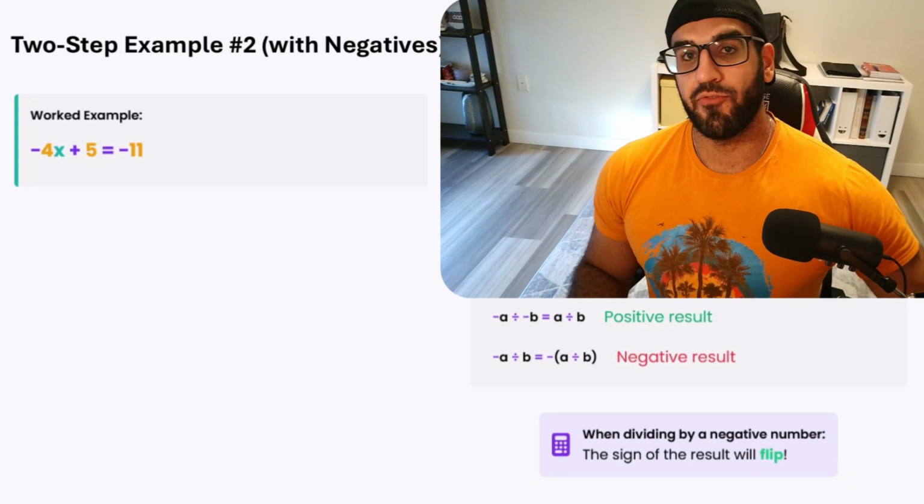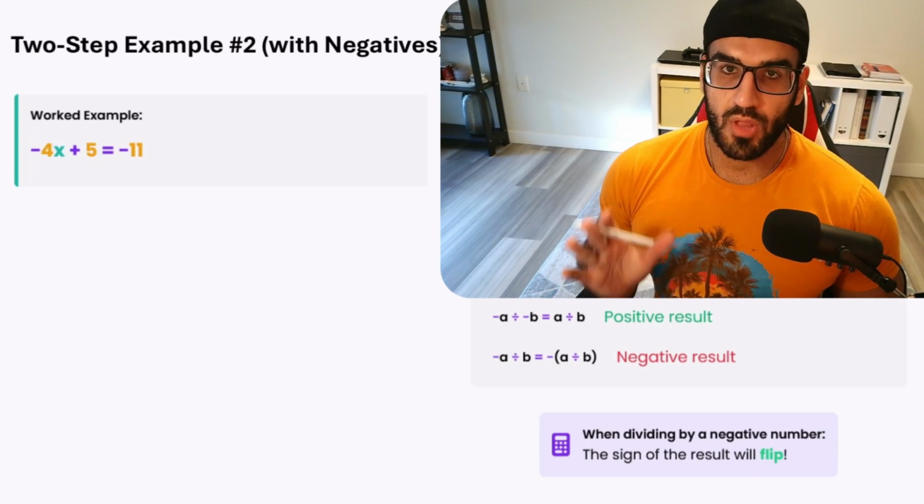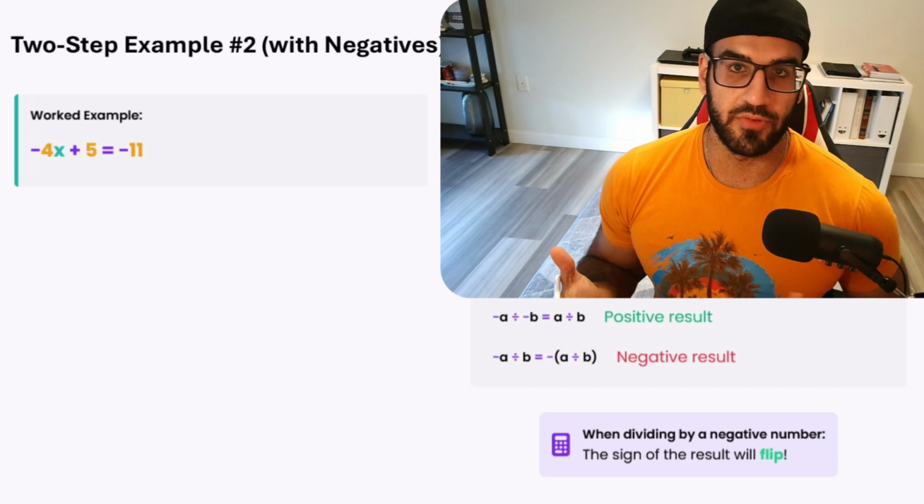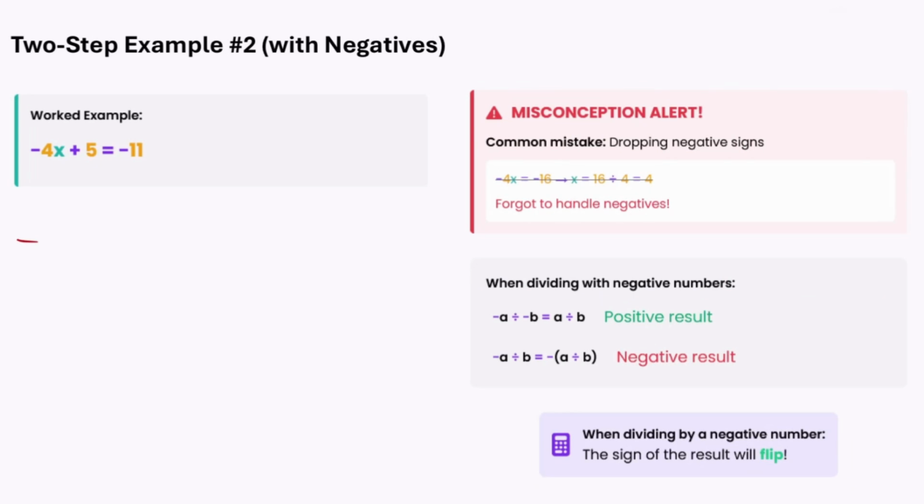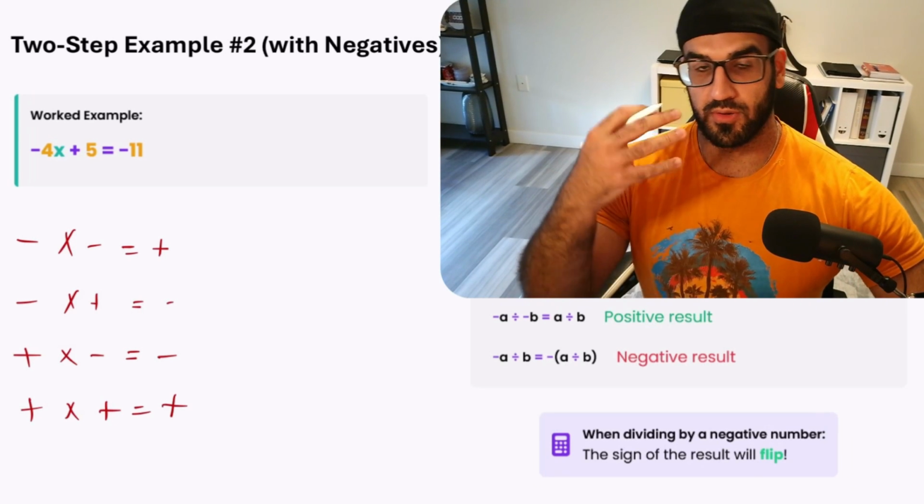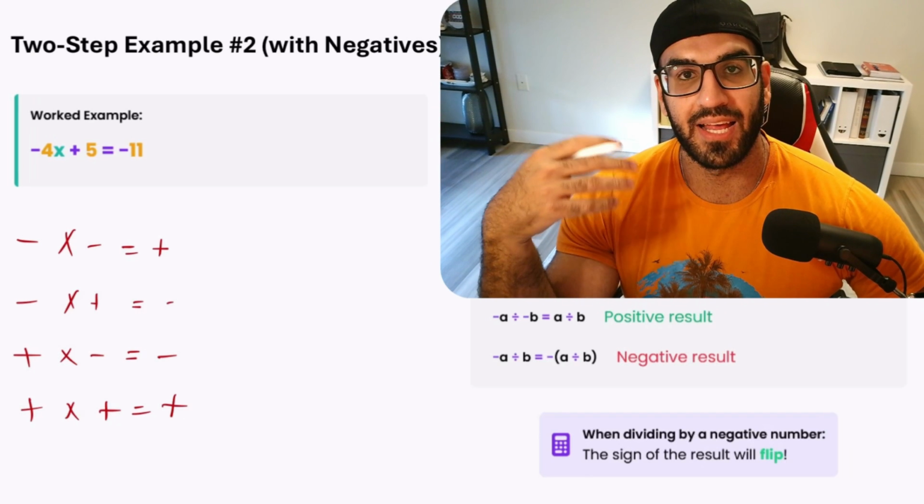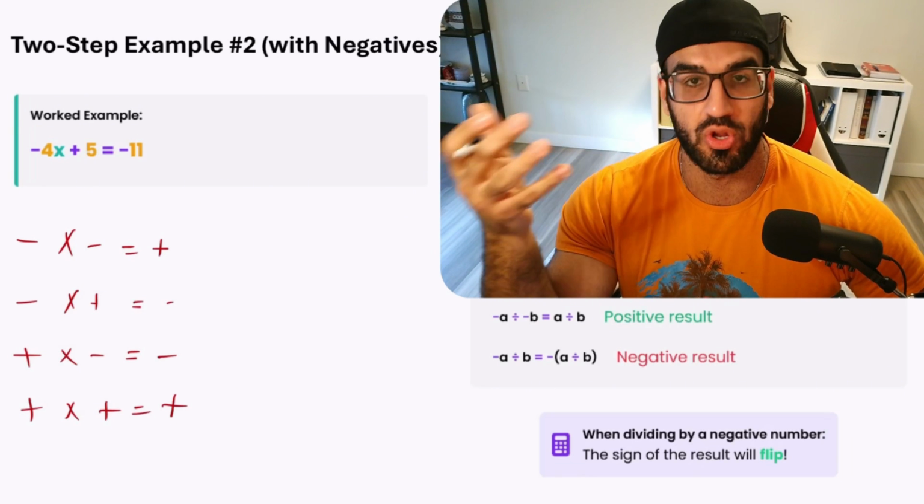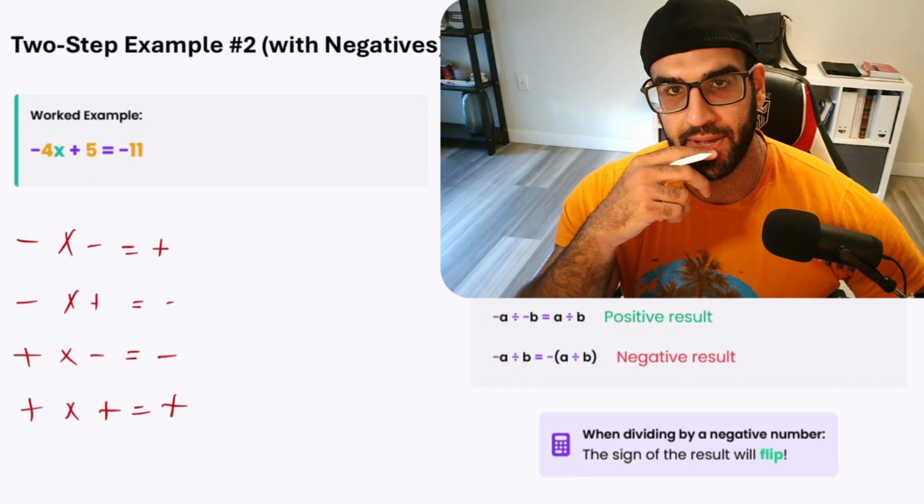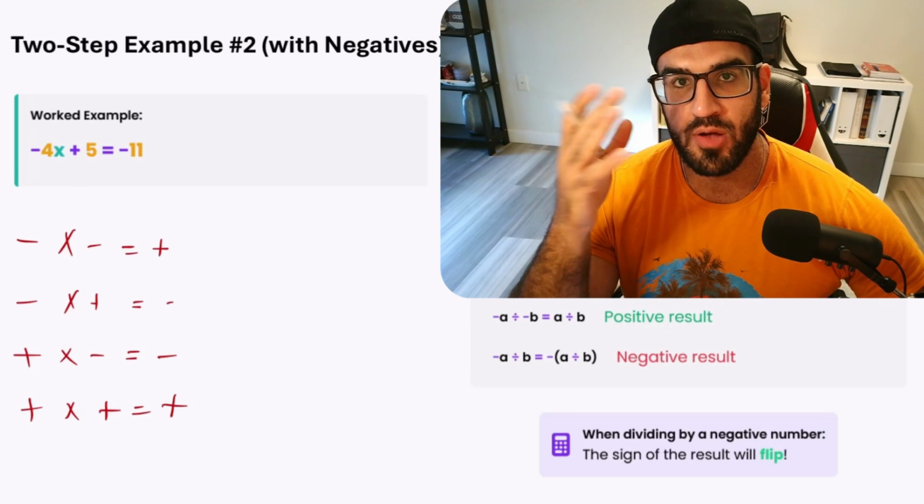So let's see what would happen if we have a negative number. Again, I'm going to remind you of something that I believe you already know. Whenever we have a negative number multiplied by a negative number, it would be positive. Negative multiplied by positive is going to be negative. Positive multiplied by negative is going to be negative. Positive multiplied by positive is going to be positive. These are the very basic rules about positive and negative numbers, about the signed numbers.